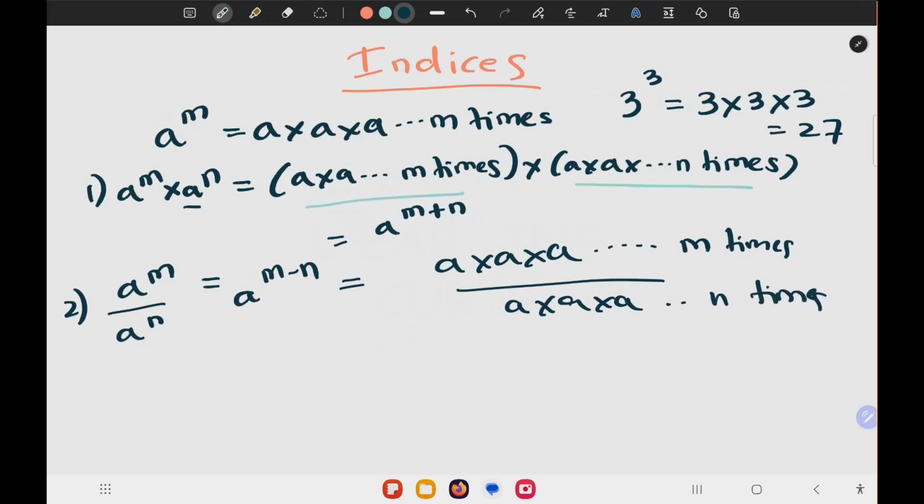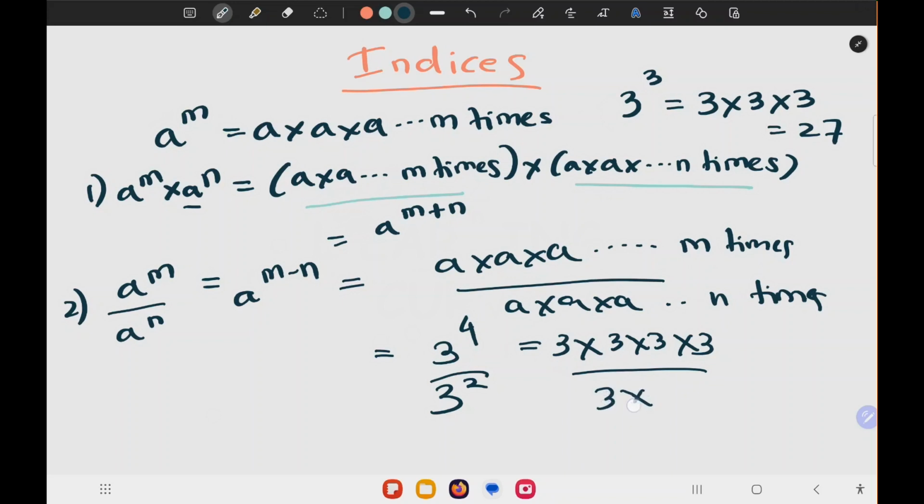So let's say if this was 3 to the power 4 divided by 3 to the power 2, this would be 3 times 3 times 3 times 3 divided by 3 times 3. And so you have 4 3's at the top, you have 2 3's at the bottom. So if you cancel this out, you have 4 minus 2 3's, right? So this is equal to 9.